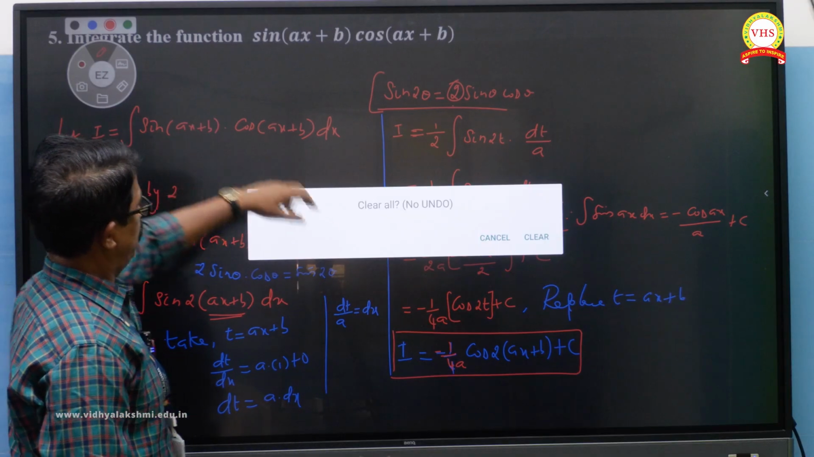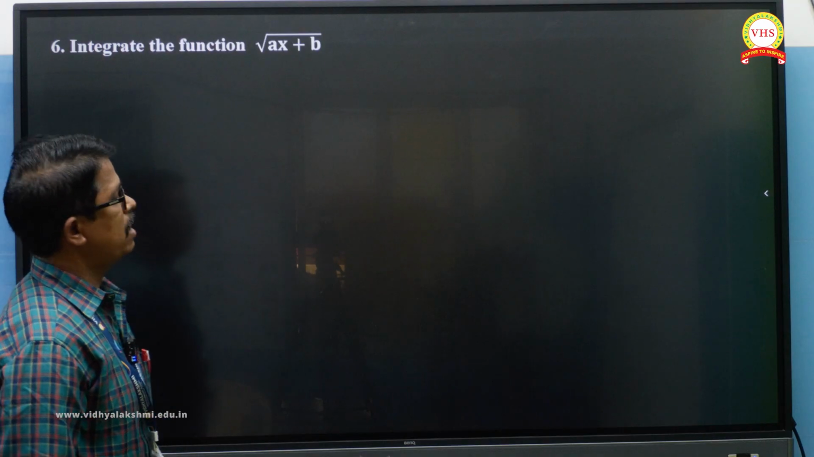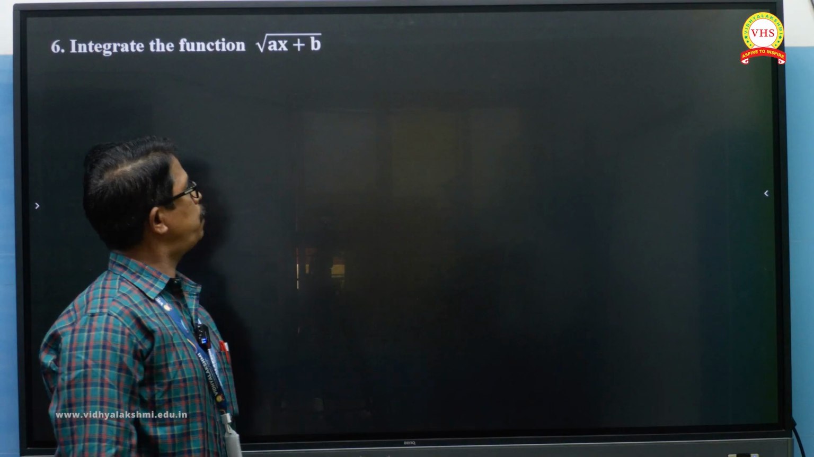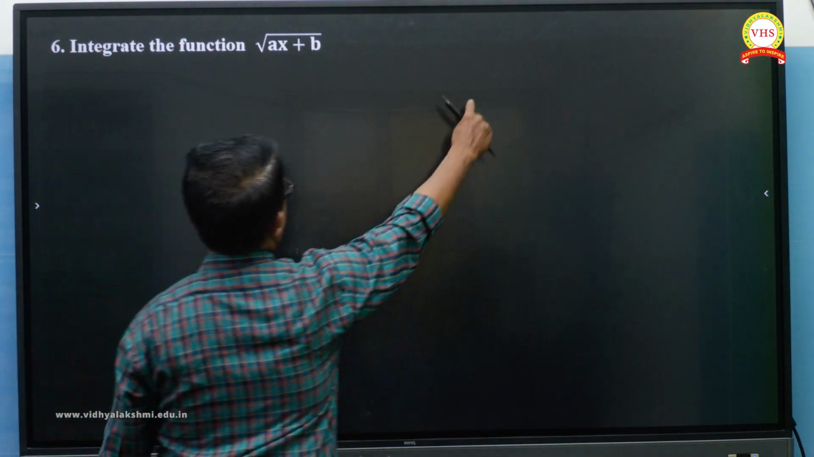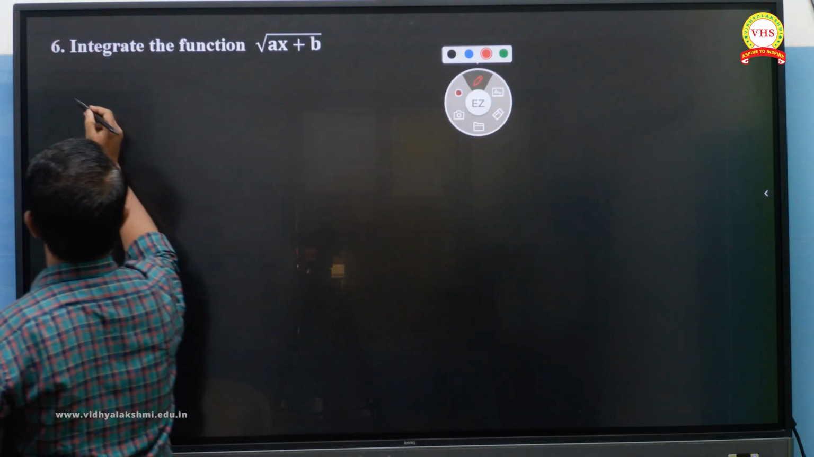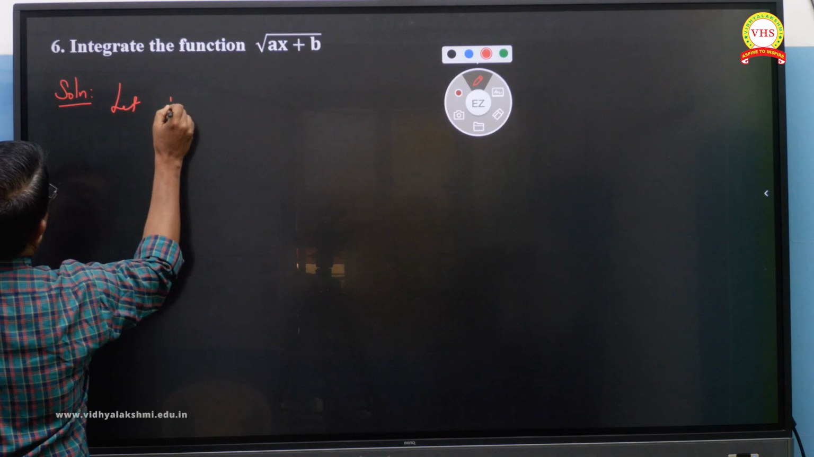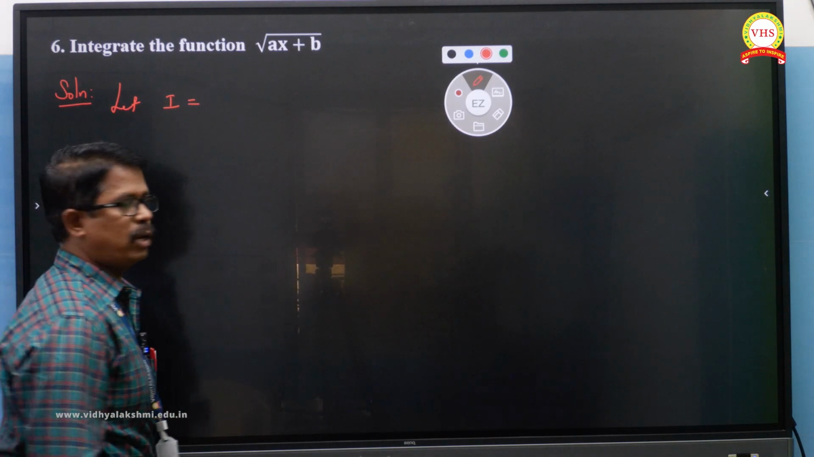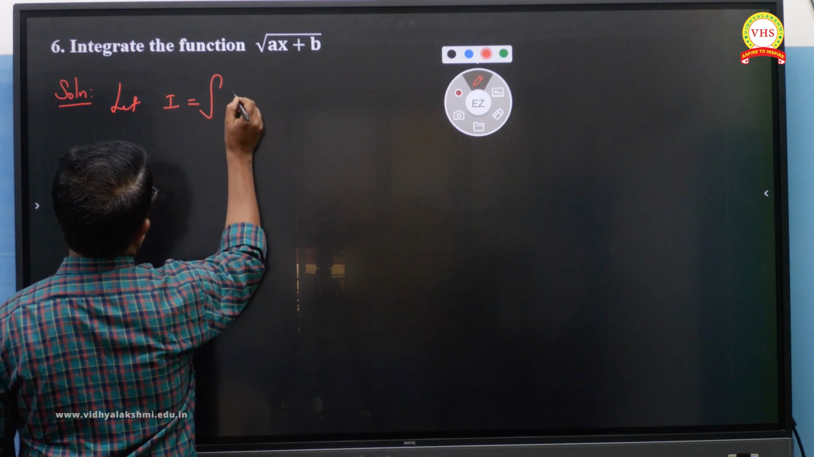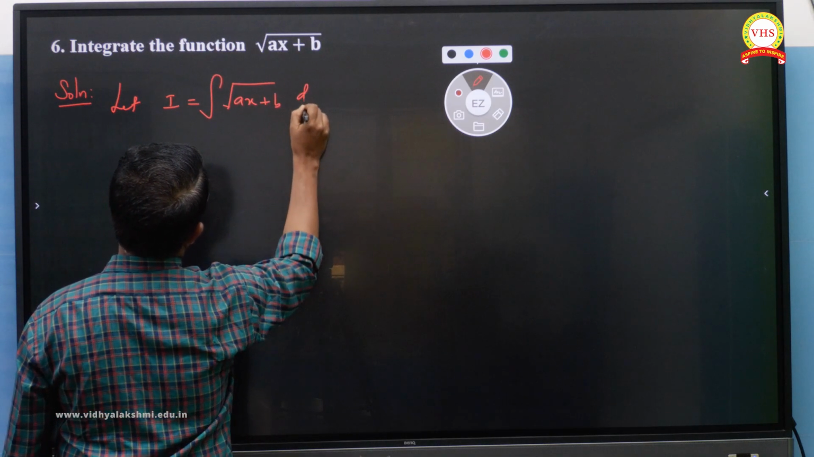Question number 5. What is question number 5? Sorry, 6. What is question number 6? Square root of ax plus b. Now we are going to see the sum, a very simple sum. Solution of this: let I equal to the given function, integral square root of ax plus b into dx.